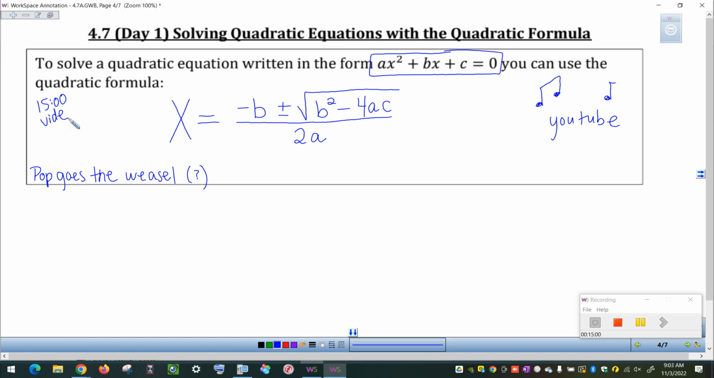X is equal to minus b plus or minus square root b squared minus 4ac all over 2a.